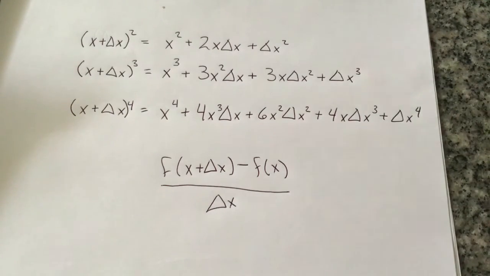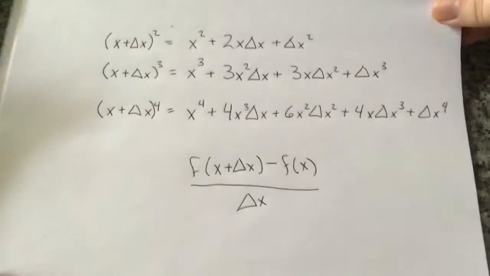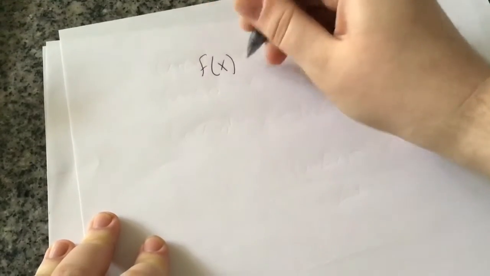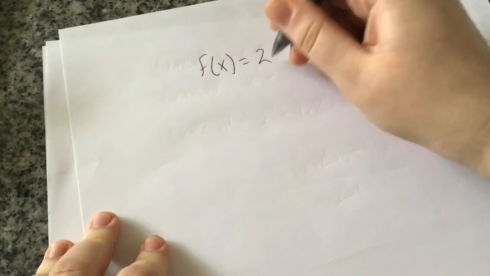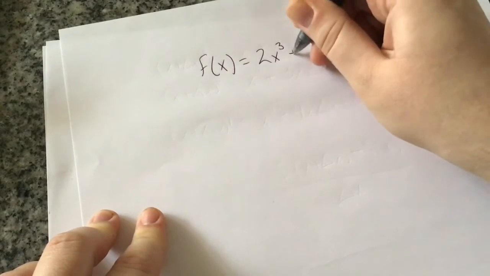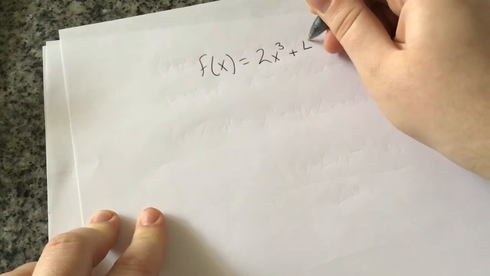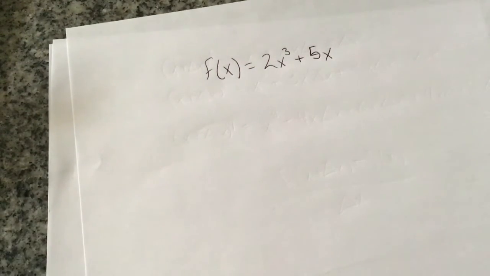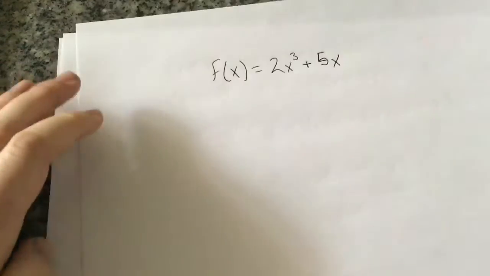So I'm going to make our function. I'm going to move to a second piece of paper, but we're going to bring this one back to reference. I'm going to make our function f of x equals 2x to the third plus 5x. That'll be the function we want to find the derivative of. So this is going to be, again, kind of a tough process, but follow along with me here. We're going to try to make it as easy as possible.